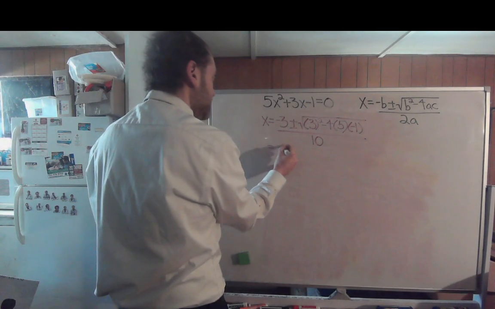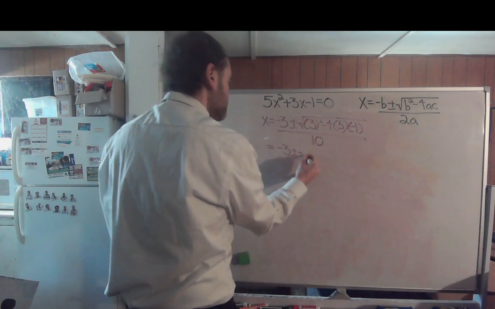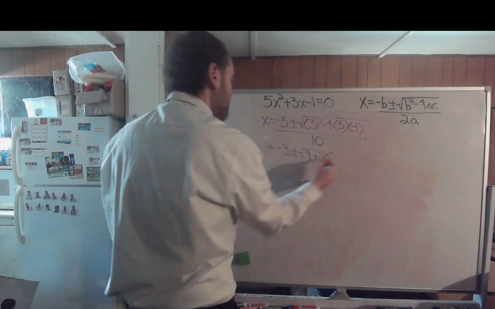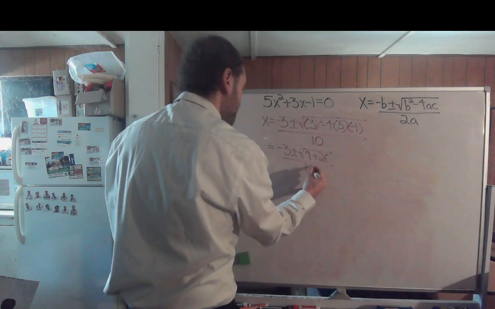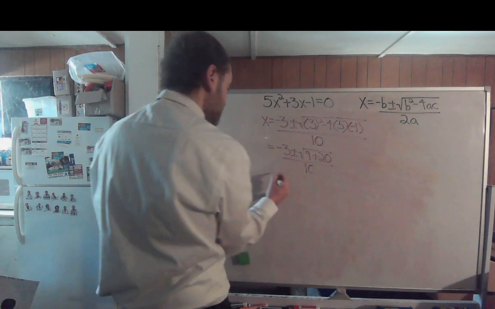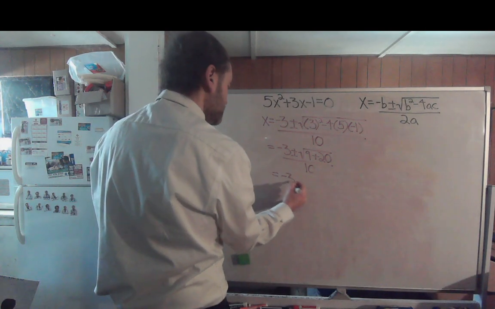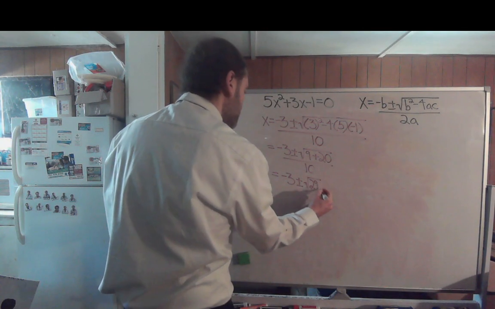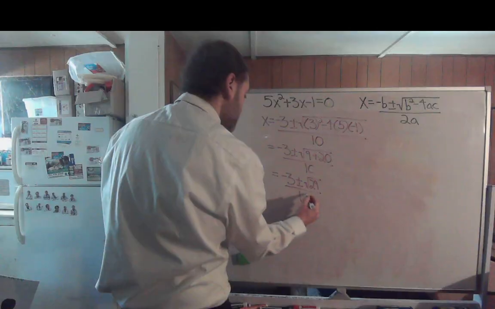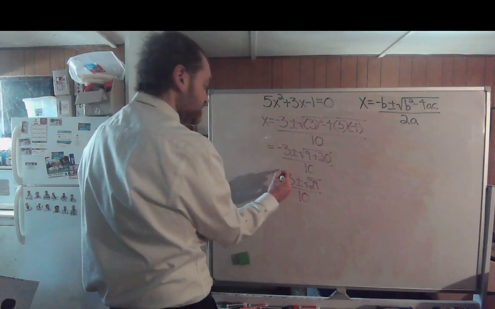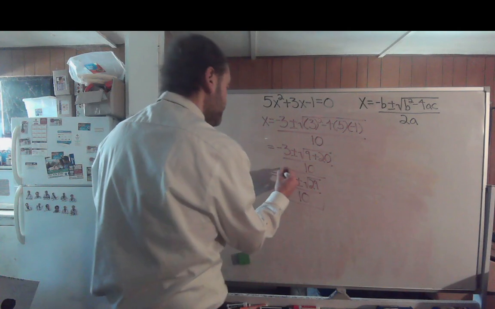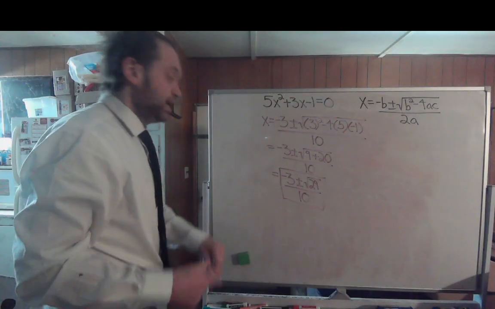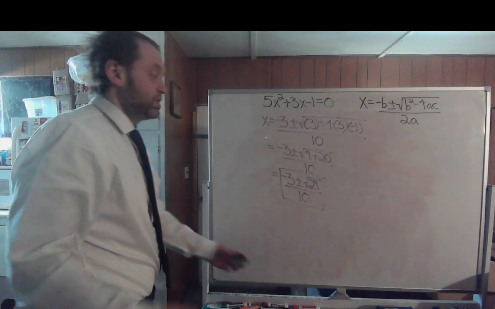which would equal negative 3 plus and minus the square root of 9 plus 20 all over 10, which the best we can do is negative 3 plus and minus the square root of 29 over 10. Because 29 doesn't reduce any further, so you get negative 3 plus and minus the square root of 29 over 10 for your solutions.